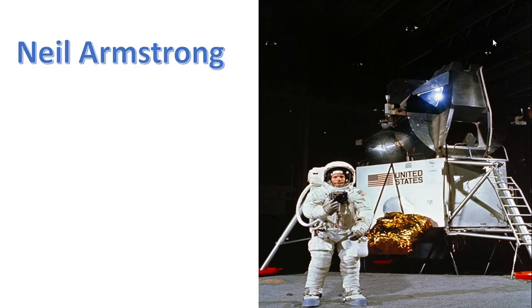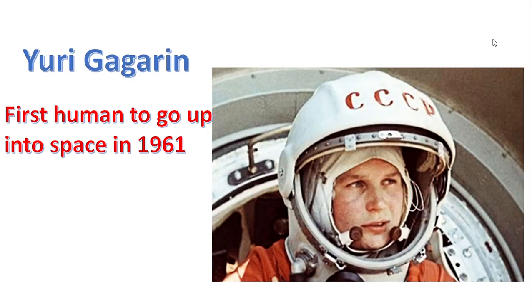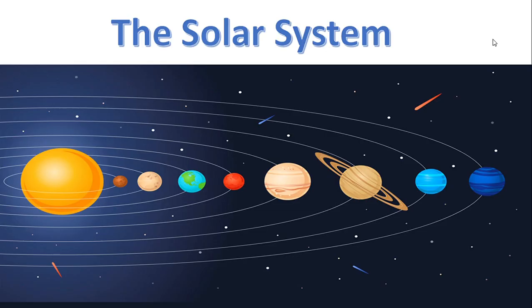Guys, did you remember who is Neil Armstrong? Yep, you are right. He was the first human to walk on the moon on 20 July 1969. But we know that before him, Yuri Gagarin in 1961, was the first human to go up into space.